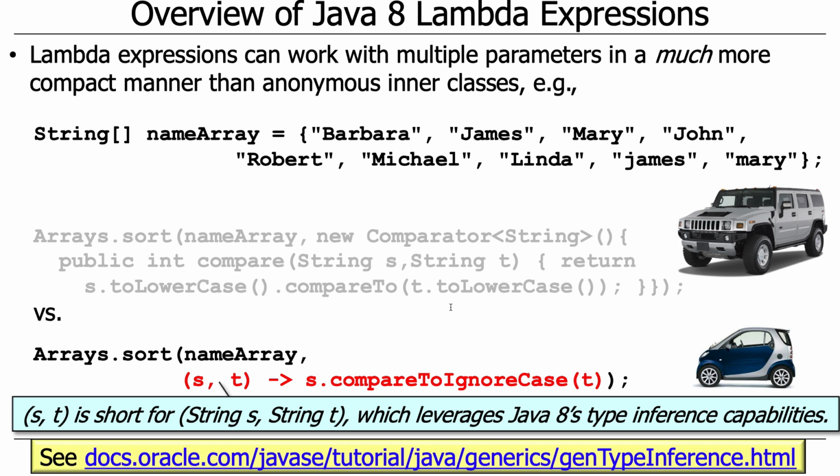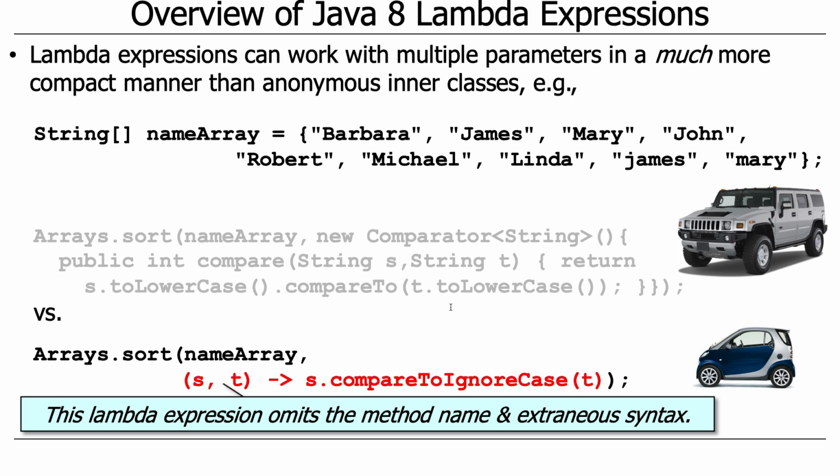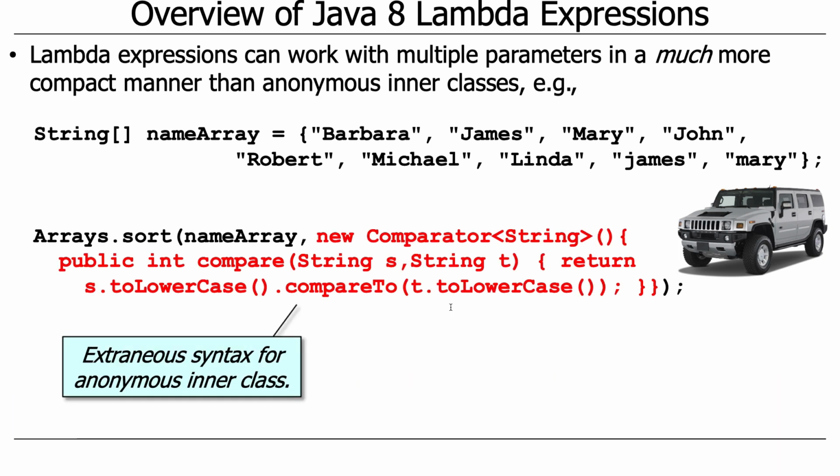And here's another interesting little tidbit. This s comma t is actually shorthand for String s comma String t. And what happens here is that this shorthand version leverages Java's type inference capabilities. The compiler can now deduce that this is an array of strings, and therefore s and t must be strings. Because it's an array of strings, we're going to be sorting by comparing strings. So I think you'll agree with me that this is a lot more concise. And it's concise because it omits the name of the method, and it also gets rid of all this other extraneous syntax that otherwise is very distracting and tedious.